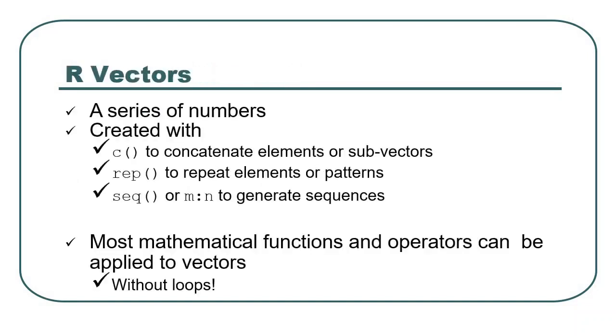What are R vectors? This is a series of numbers. It is created with c to concatenate elements or subvectors. rep means to repeat elements or patterns. seq means to generate sequences. So mathematical functions and operators can be applied to vectors without loops.